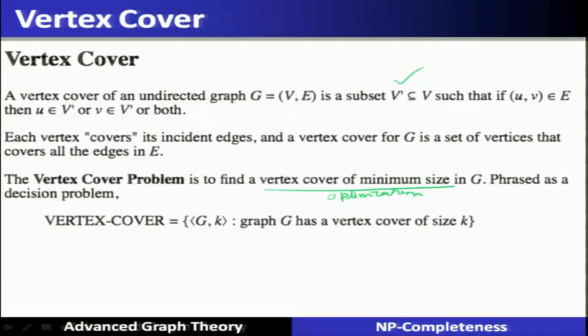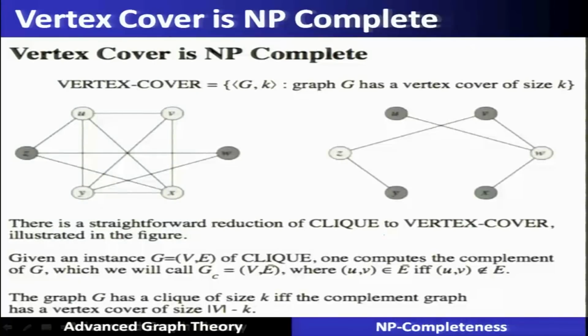This is the optimization version of the problem. Now, the decision version, called the vertex cover problem, is this: a graph is given and a k is given, and the question is whether the graph has a vertex cover of size k. Now, vertex cover is NP complete. Let us see how we can prove this problem to be NP complete.